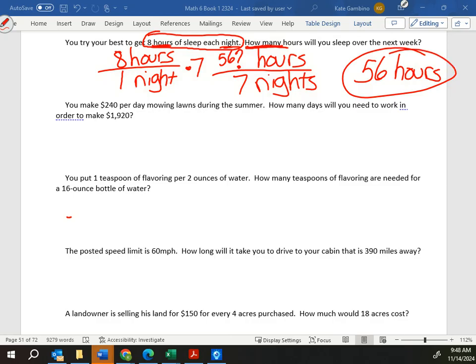I would love to sleep for 56 hours. Oh, I'd feel like a bear hibernating. That would feel so nice.